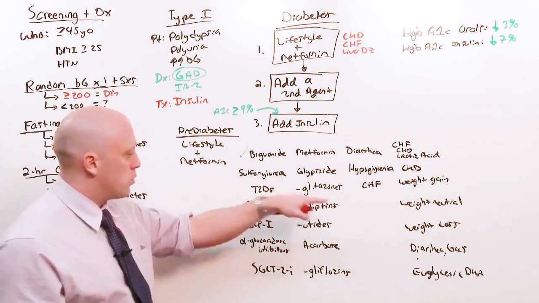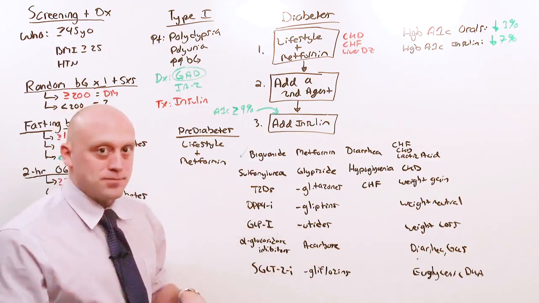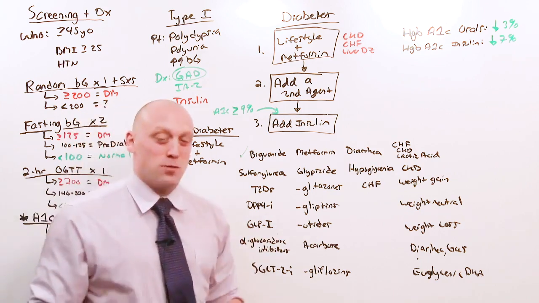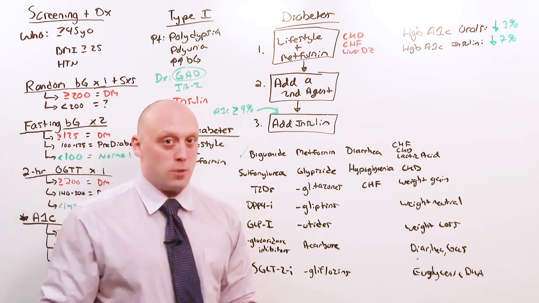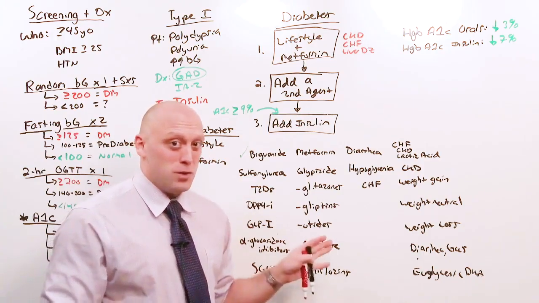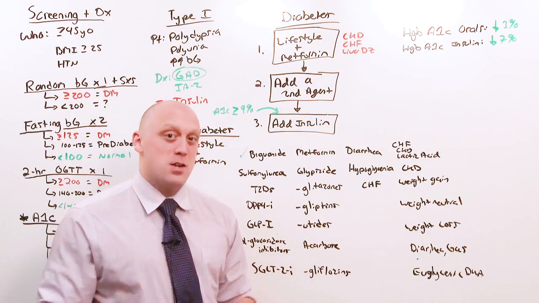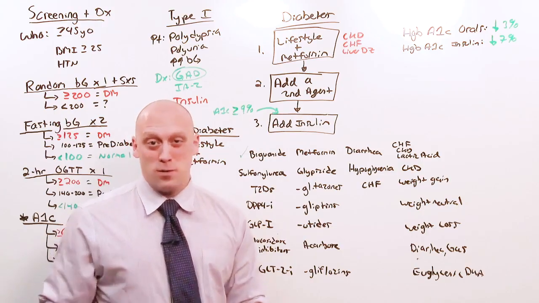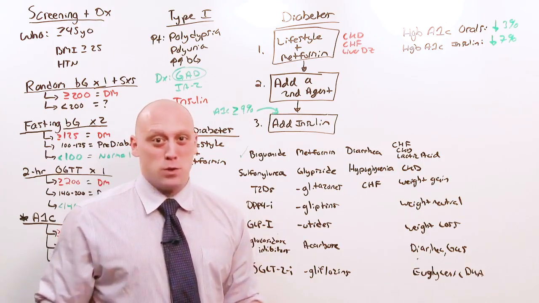DPP4s are weight neutral. And the TZDs cause weight gain. It's more complex than this, but I'm breaking it down into the simplest form possible in order to help you memorize everything. And this is really important. Memorizing all this stuff is going to take a lot of effort. And in your notes are the list of medication names, more classes and mechanism of actions, and it may just not be worth the squeeze.